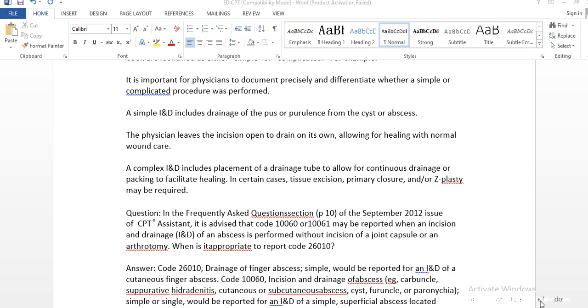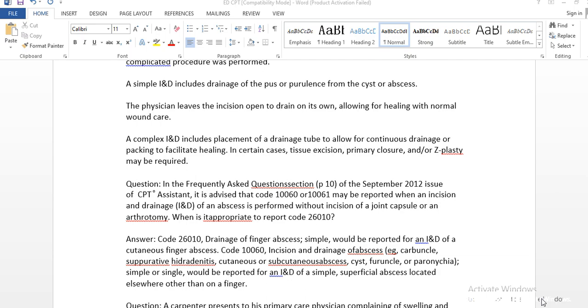But basically in live coding, the physician will not mention it. We need to check, as we need to use the keyword for simple and complicated. As we learn now, simple is normal, and complicated means, if it is a pilonidal cyst, whether it has debris or hair, and also if the physician uses packing, it will become complicated.